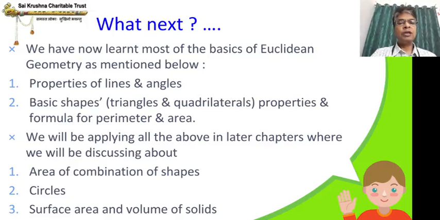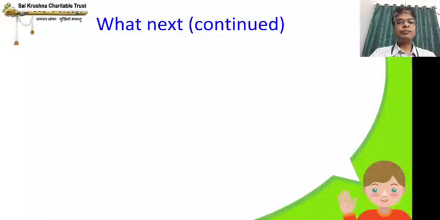So that is very important. As I told earlier, be thorough with all these basics, the first 2 points you are seeing: properties of lines and angles, properties of triangles and quadrilaterals, and area and perimeter of triangles and quadrilaterals. If you know these 2 thoroughly, you will be able to solve any problem in geometry. We will go to the next page.